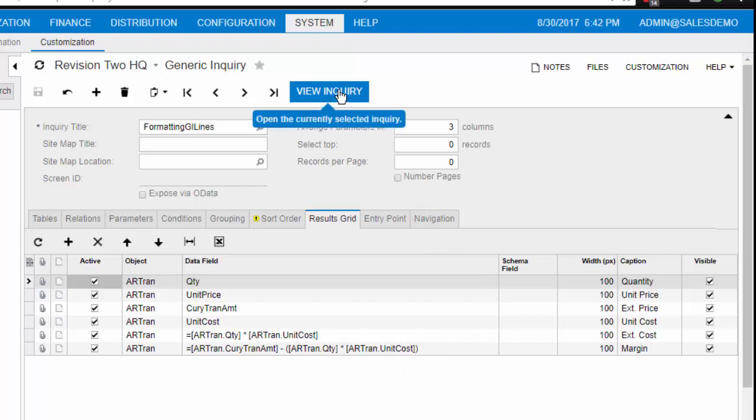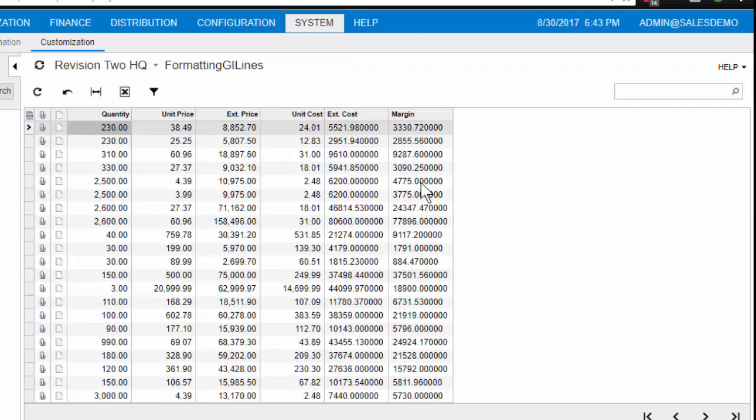So let's see what this inquiry looks like. Well, it looks pretty good, except these formula columns are not formatted like I'd like. So let's see if we can fix that.